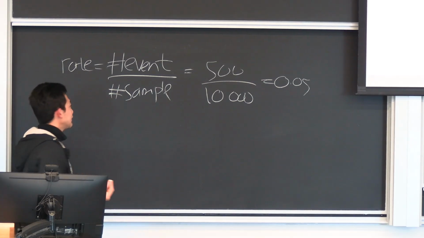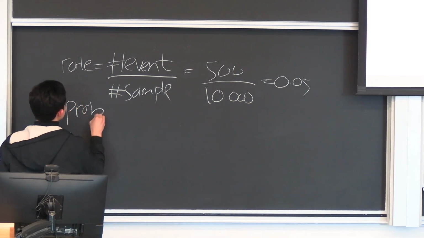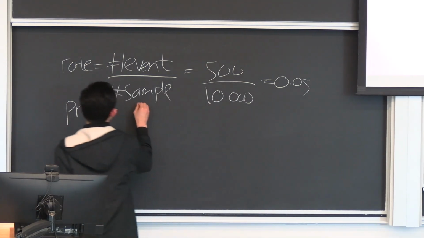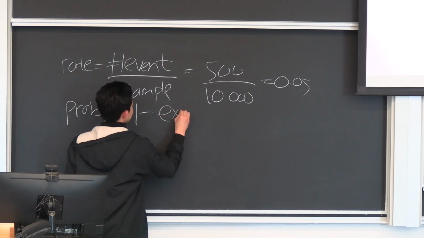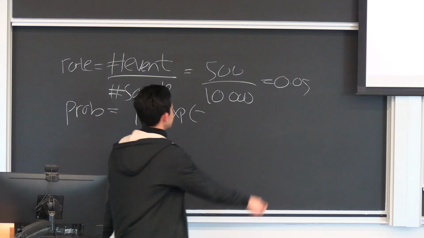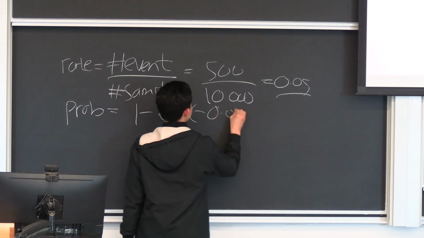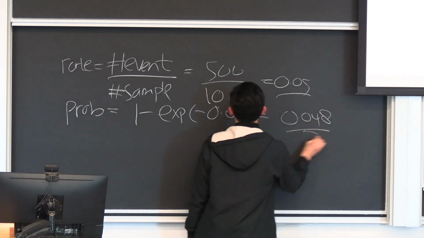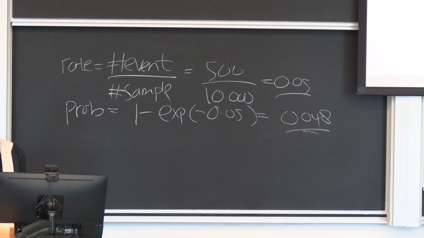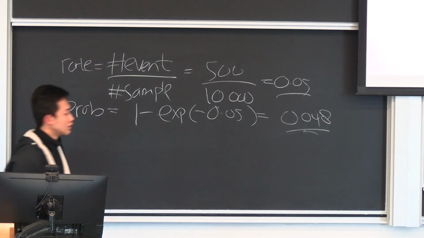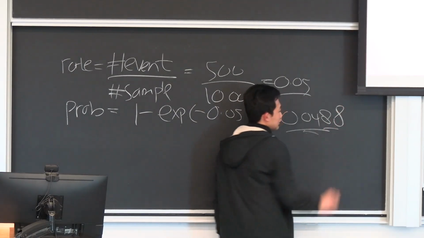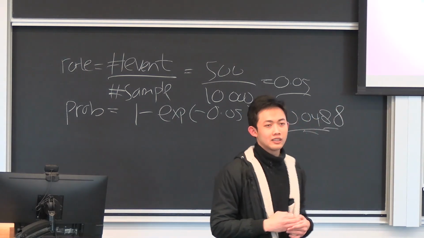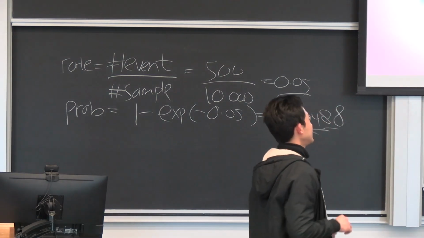And then in this paper, probability is defined using the CDF of the exponential distribution, which is 1 minus exponential of minus rate, which in this case is 0.05, which is around 0.048. So this is what makes those definitions different from what we've learned so far in university.